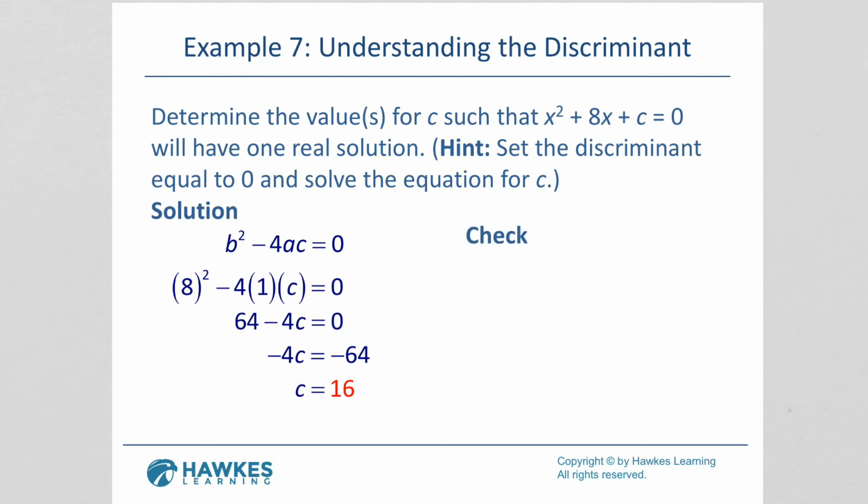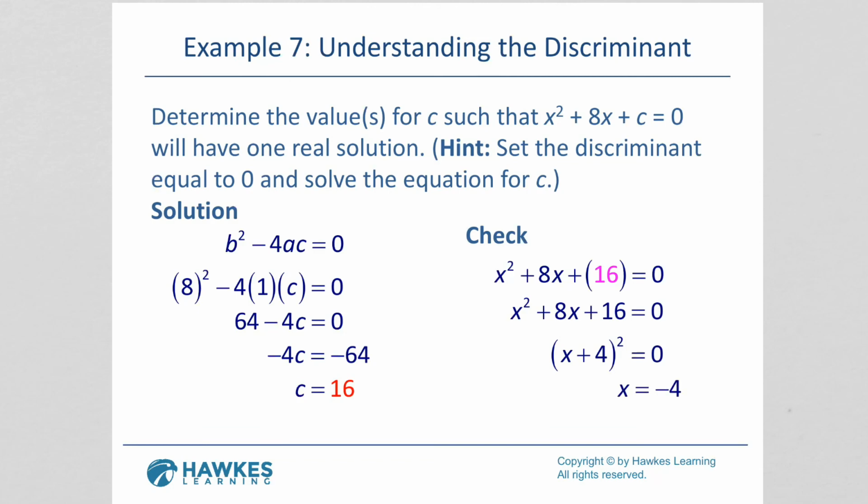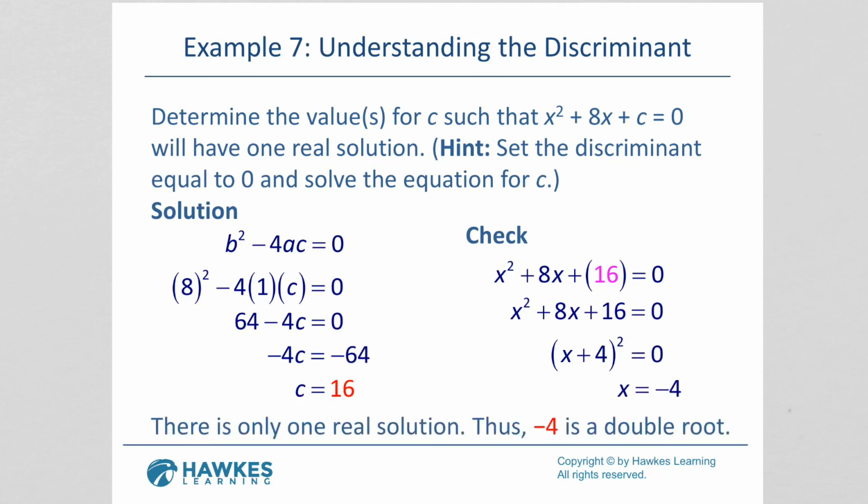So we can check that to see if it really does end up giving me one real solution. x squared plus 8x plus 16 equals 0, which is (x plus 4) squared, which means x is equal to negative 4. There's only one real solution, thus negative 4 is a double root.